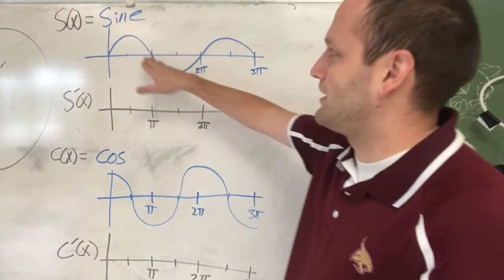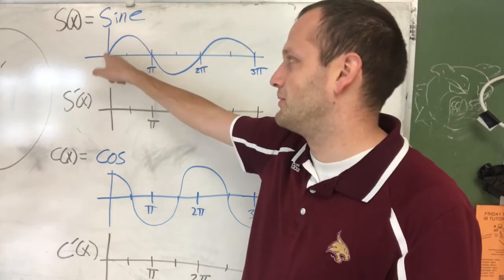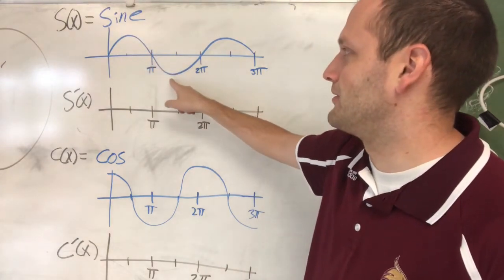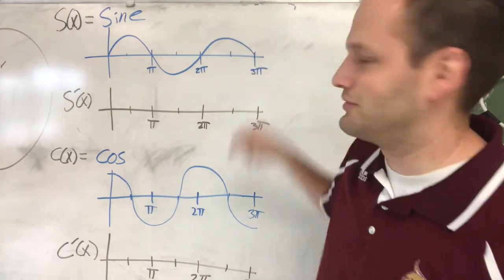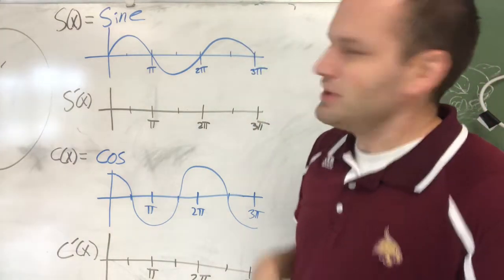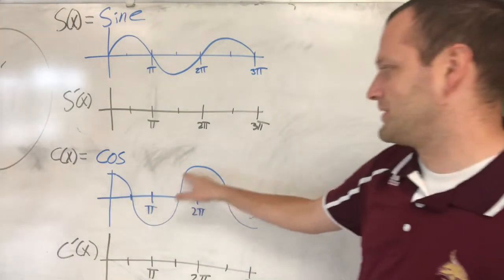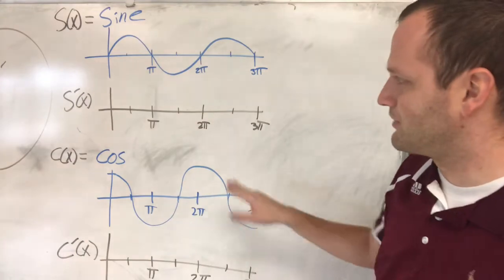Okay, this top graph here is a sine graph. It starts at 0, 0, comes up to 1, comes back down to 0, down to -1, up to 0, up to 1, down to 0 again. Then over here we have a cosine graph. It starts at 1, comes to 0, -1, back and forth, back and forth.